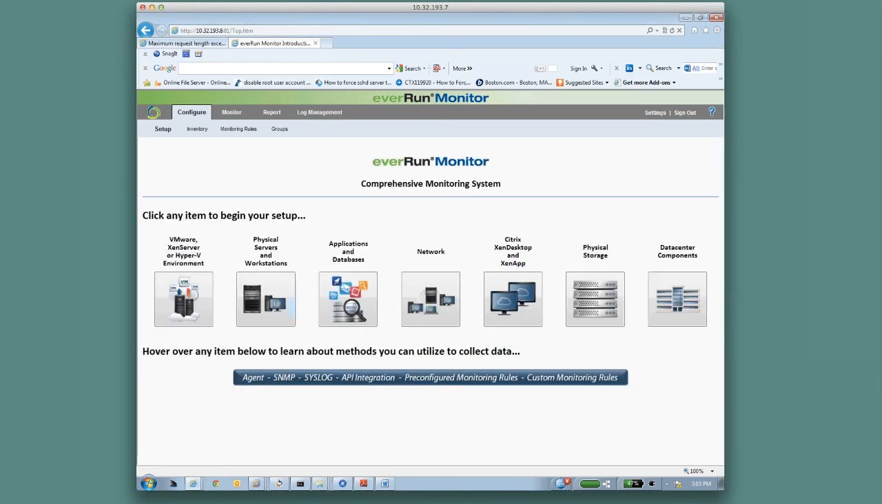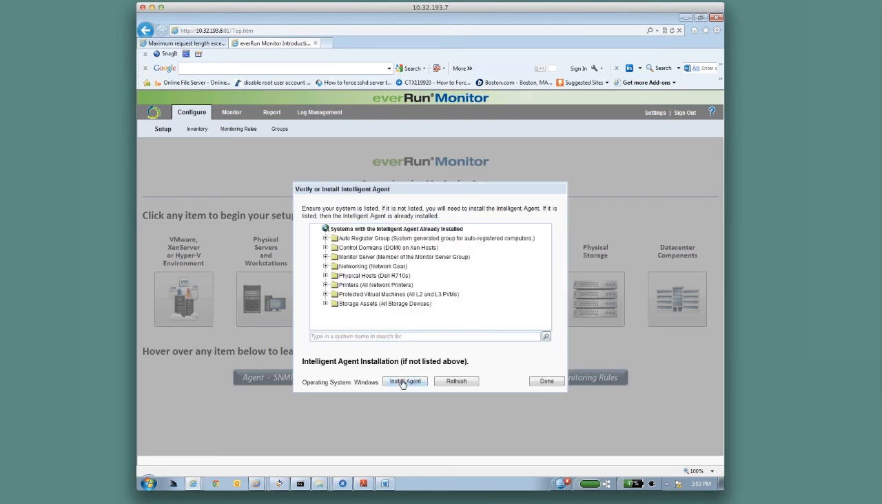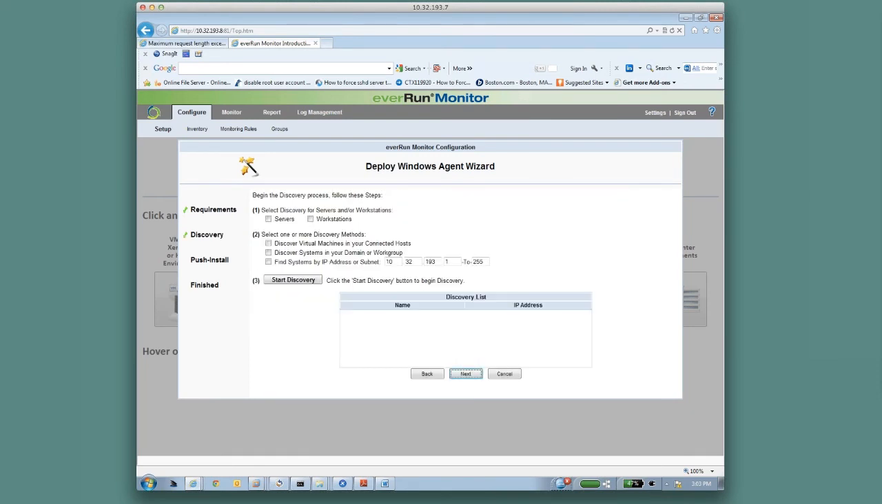If I want to go ahead and deploy agents, again, this is very, very simple. I can go out here and install agents and simply say I want to look for servers and workstations, and I want to discover based on the virtual machines on the connected hosts. So that inventory of VMs that I got from my hypervisor, I can do that. I can discover systems based on domains or work groups, or I can find systems by IP address. So I can plug in an IP address and subnet and search based on that.